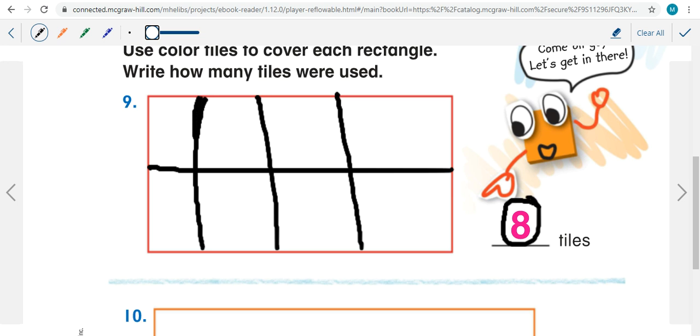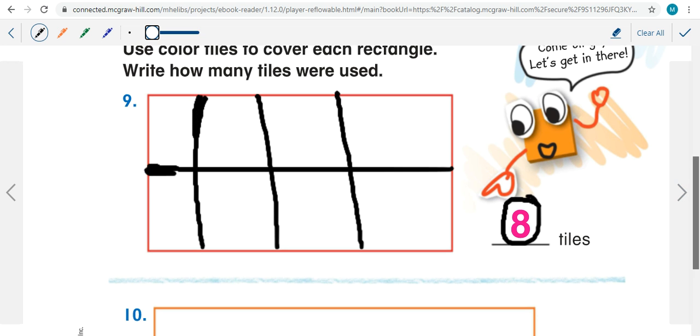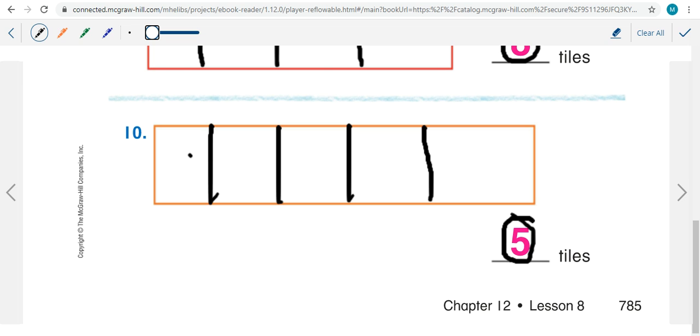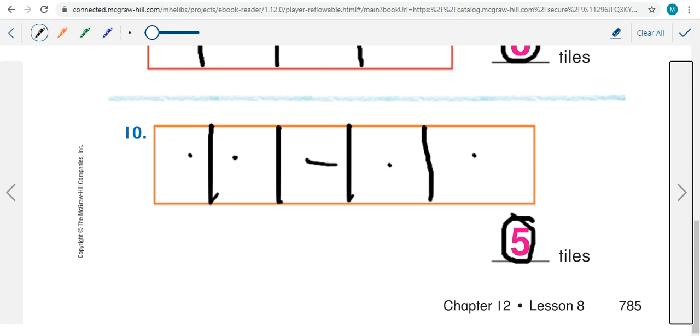Sorry about my lines. You need to divide into 8 equal squares. Now for this one, we're going to make 5 equal squares. 1, 2, 3, 4, and 5. Next page.